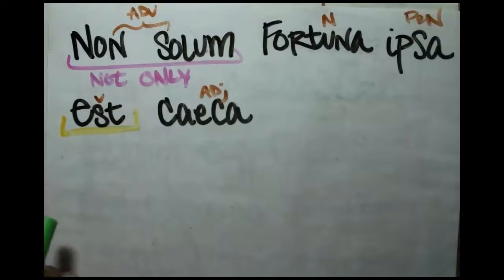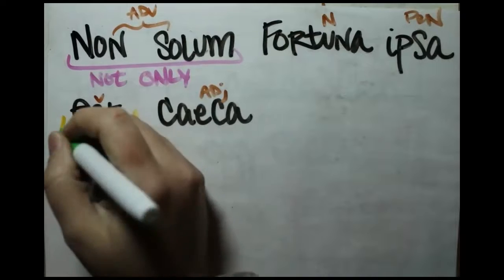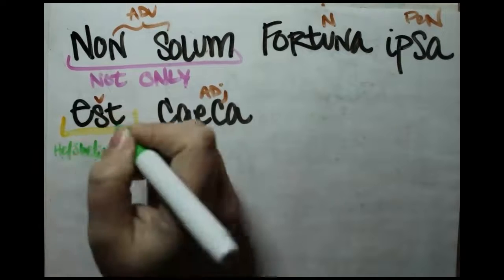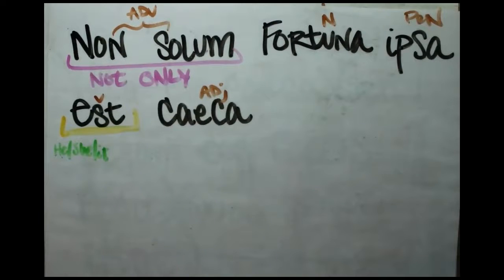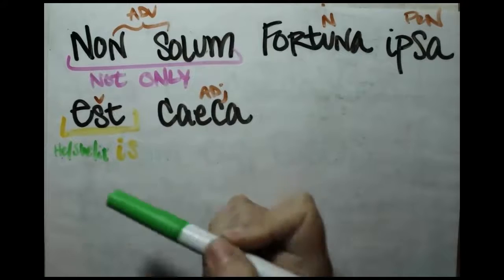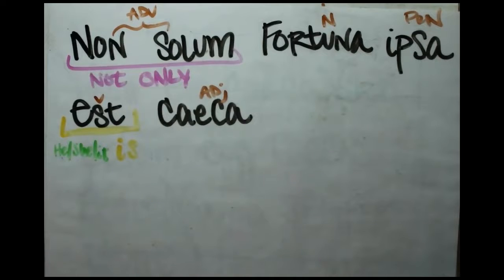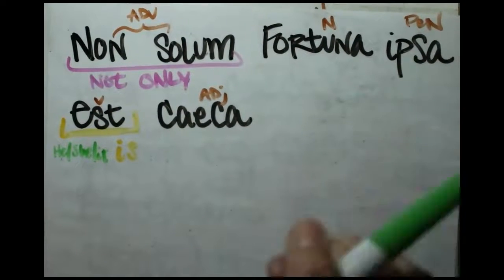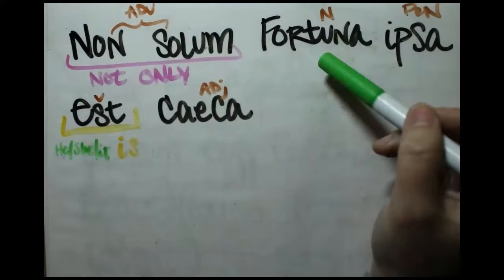So we don't know what the subject of the verb is yet, but we know it's a he, she, or it. He, she, it is. We're looking for a singular third person subject, so a noun in the nominative. We're not looking for an I or you. We're looking for a third person. So what else do we have in this sentence? We have caeca and we have ipsa, and then we also have fortuna.